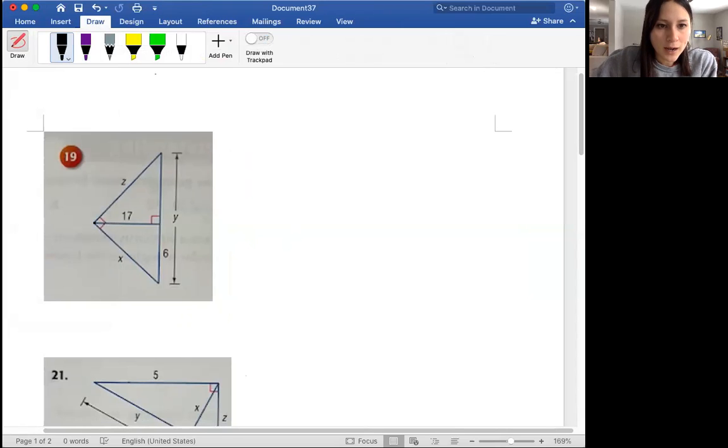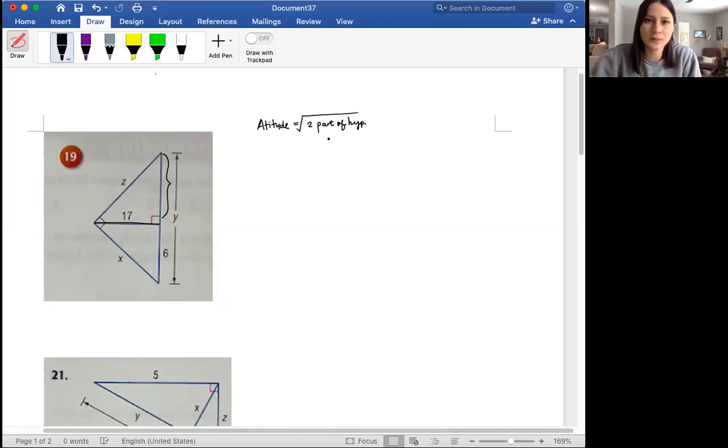So right here, we're actually given the altitude, which is a good thing. And then we are just missing this part of the hypotenuse before we can fill out all the blanks of the altitude theorem. If we think about the altitude theorem, the altitude equals the square root of the two parts of the hypotenuse, right? If looking at it like this makes more sense to you, then you can write that down for sure.